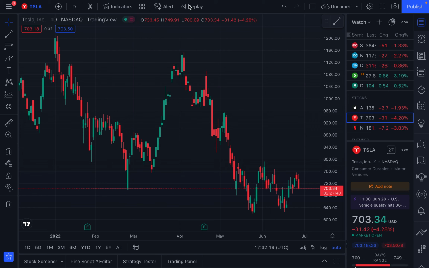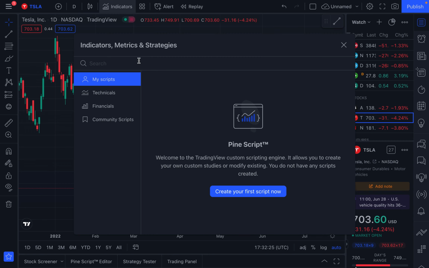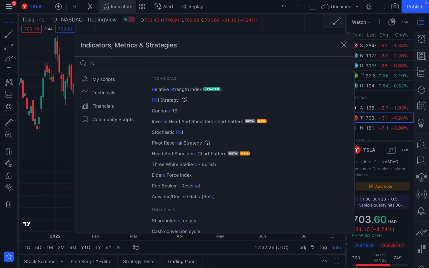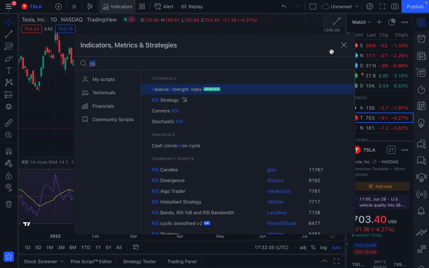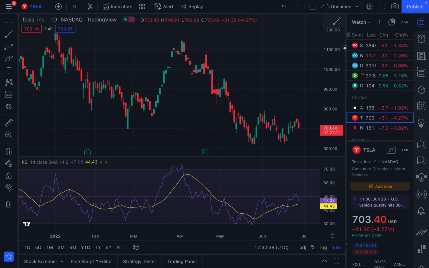First go to the top and find this button here that says Indicators. Go ahead and click on it, and then search for RSI. Under Technicals here, you should see the Relative Strength Index. Go ahead and click on that. That will add it to your chart, so you can close out of this now. So here we have the RSI indicator.